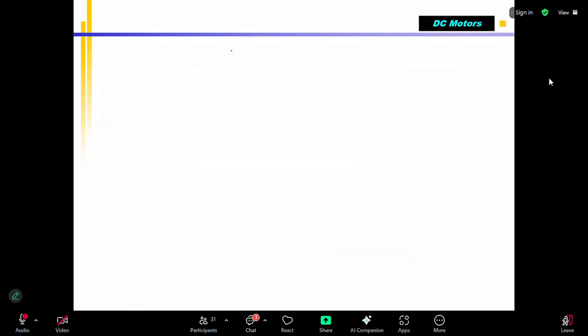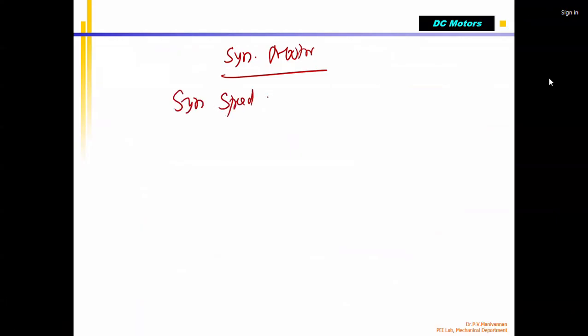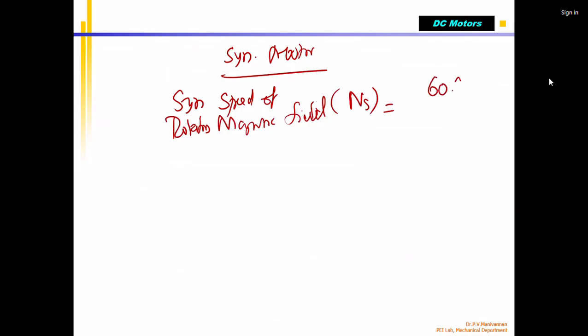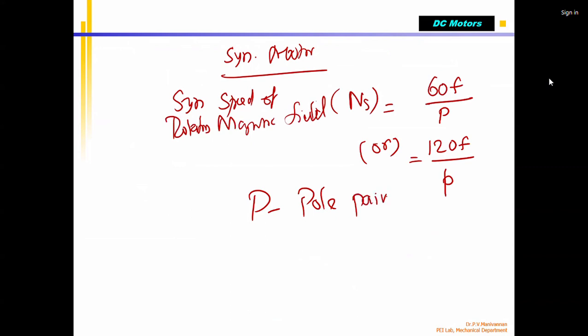Now we know that in a synchronous motor, the formulas are important, note them down. Synchronous speed of the rotating magnetic field is represented by Ns equal to, as you already know, 60 F divided by capital P, or 120 F divided by small p, where capital P is called the pole pair and small p is the number of poles.